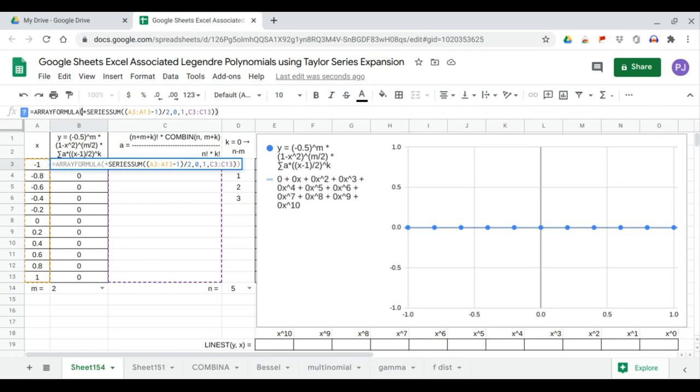So in this you have 1 minus x squared to the power m over 2. That is m divided by 2. And the last will be, again, we have multiplication here. That's minus 0.5 to the power m.